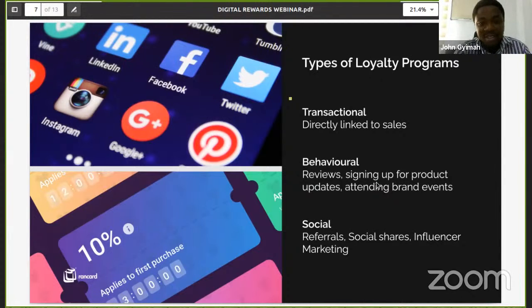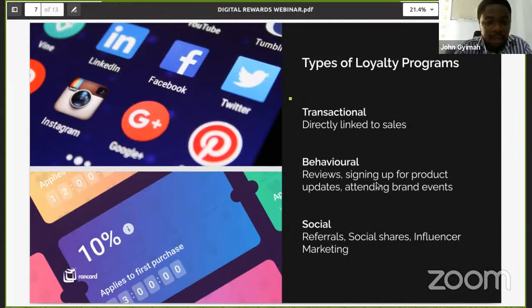So a transactional loyalty program is directly related to sales. For what I've mentioned, you realize that if a consumer doesn't perform an activity related to a sale, they don't stand a chance to partake in or even be rewarded in this kind of loyalty program.